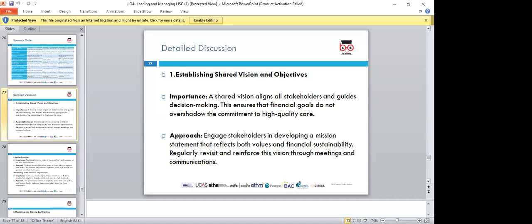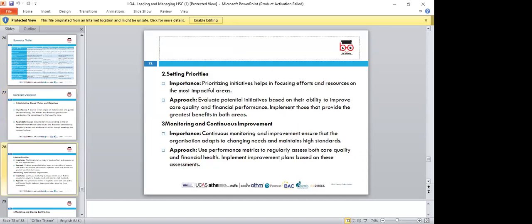So you have a shared vision that aligns stakeholders and guides decision making. You develop a mission statement that reflects both the values and the financial sustainability. The mission statement will guide those shared visions. The statement will be the blueprint that ensures that all stakeholders follow the mission statement.